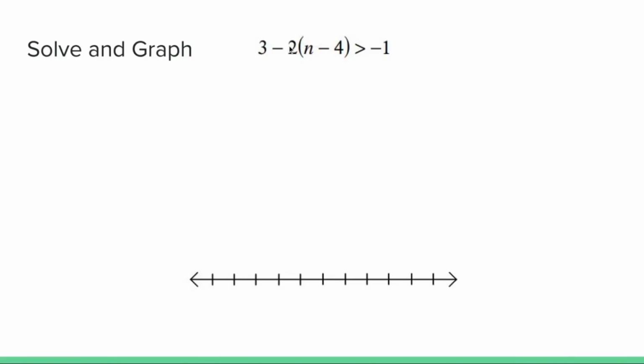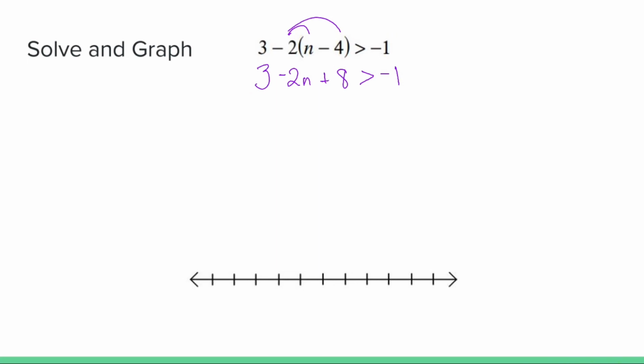Solve and graph this inequality here. Ooh, distributive property. Let's do that first. Let's multiply -2 to everything. So you become -2n. -2 times -4 is +8. Drop down the 3, drop down the greater than, drop down the -1.